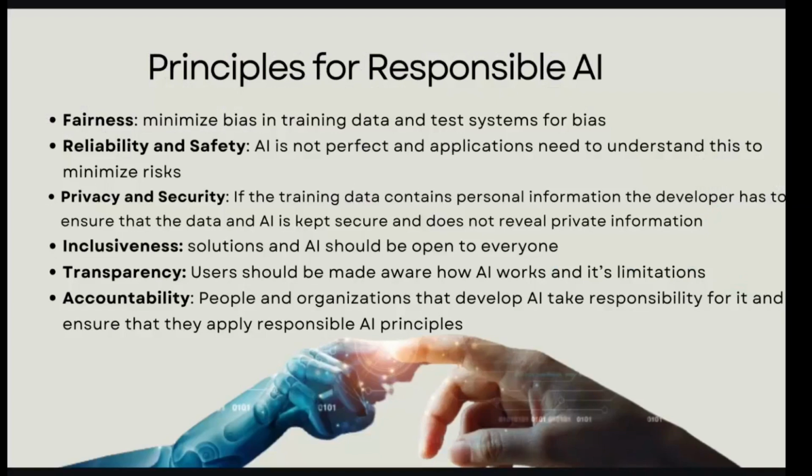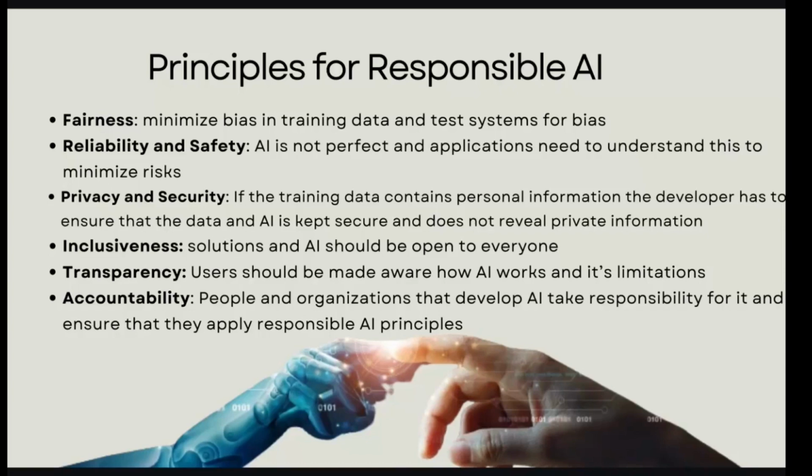And this is principles for responsible AI. So this is basically what the developers and the companies who own AI are responsible for and what they're supposed to be implementing. So, fairness. AI developers and corporations that own AI should minimize the bias in training data and test systems for bias so that it doesn't discriminate against information types or show a specific bias to the user.